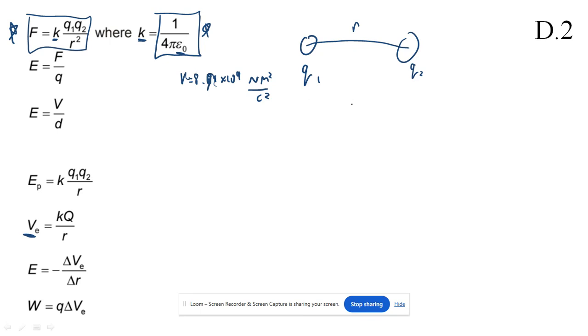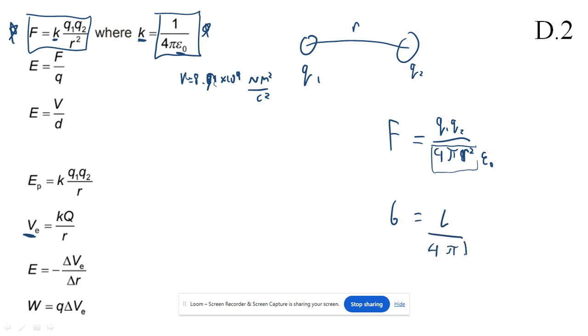But what's cool about this is that if we write down the force and substitute for k, we get q1 q2 over 4 pi epsilon naught r squared. If you look at this, that 4 pi r squared is the area of a sphere. This is a bit like the brightness formula that we looked at, the luminosity divided by 4 pi d squared. The same thing is going on.